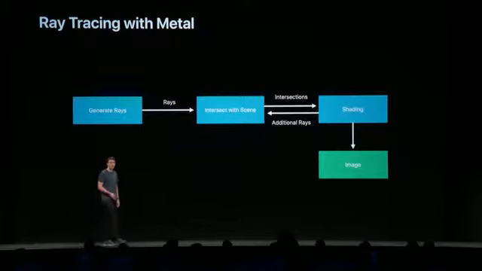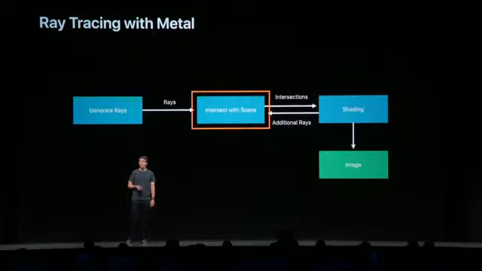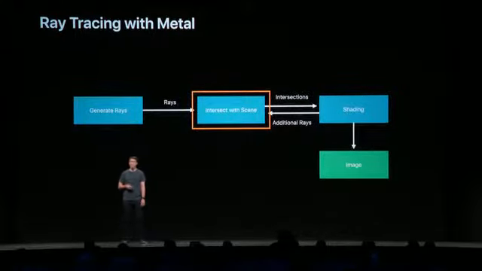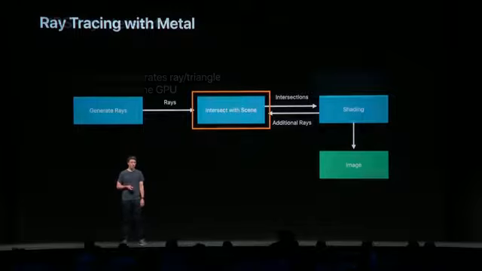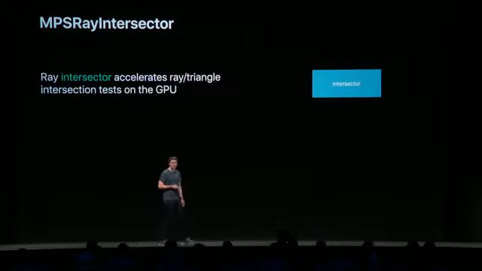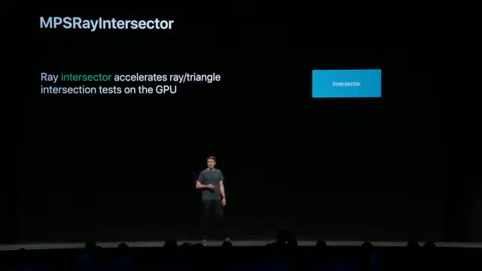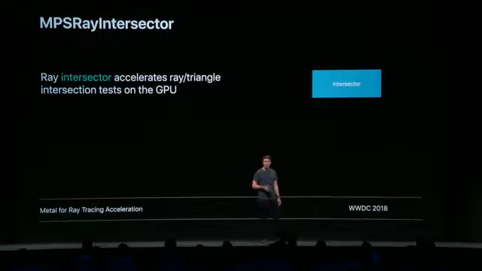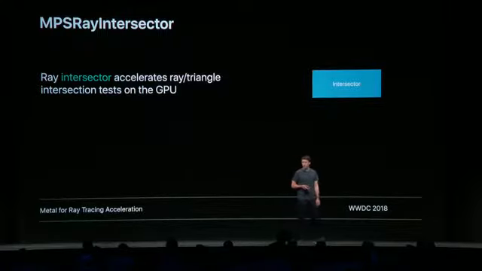Applications typically intersect millions of rays with the scene every frame. And this core intersection step is common to all ray tracing applications. So this intersection step is what we accelerate in Metal. Last year, we introduced the MPS Ray Intersector API, which is part of the Metal Performance Shaders framework. This API accelerates ray intersection on the GPU on all of our Mac and iOS devices. We talked a lot about this API in last year's talk, so we'd encourage you to go back and review this talk for more information.